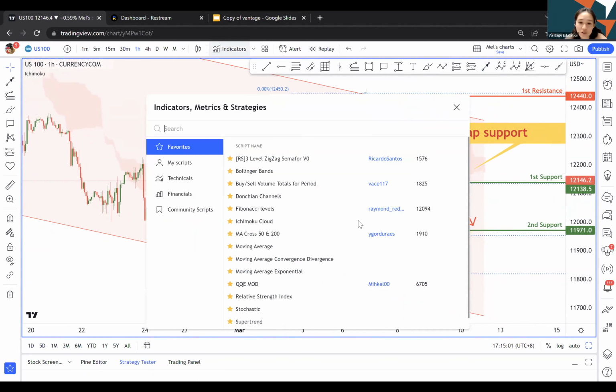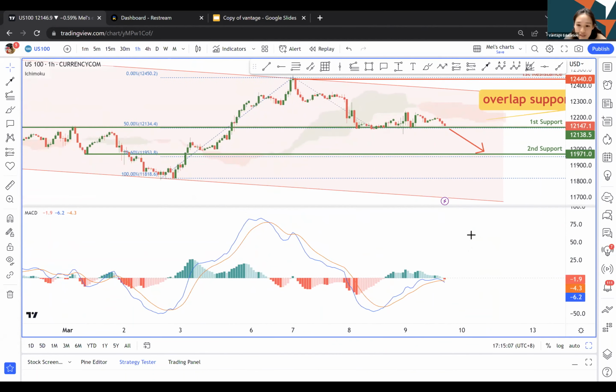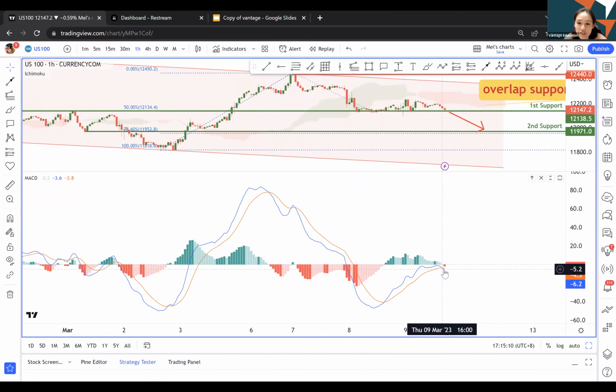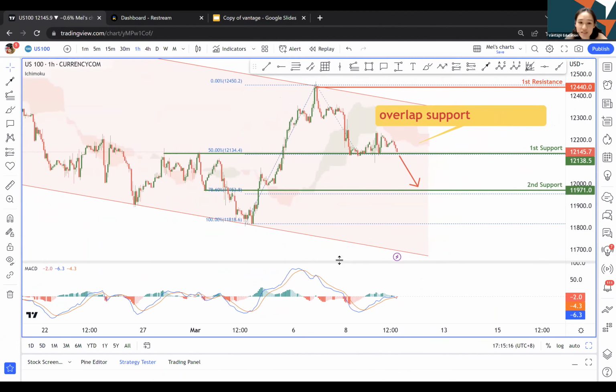Okay, now let's pull out some more indicators. Okay, so let me zoom in. On our MACD, you can see that price is starting to show a little bit of bearish momentum as well on our MACD. So it does support our analysis.